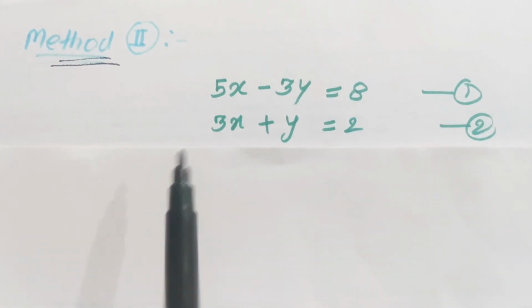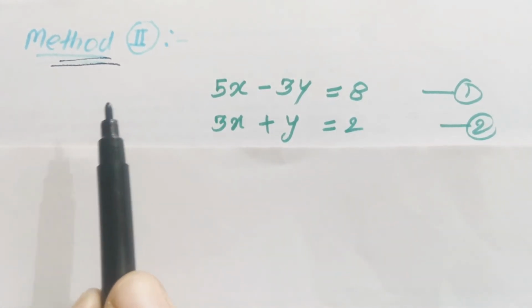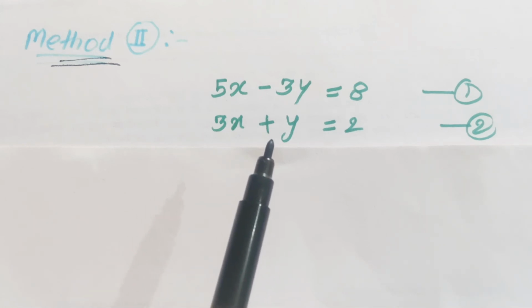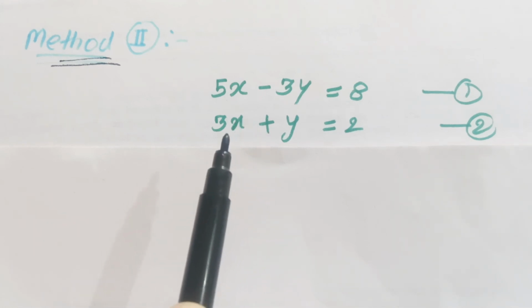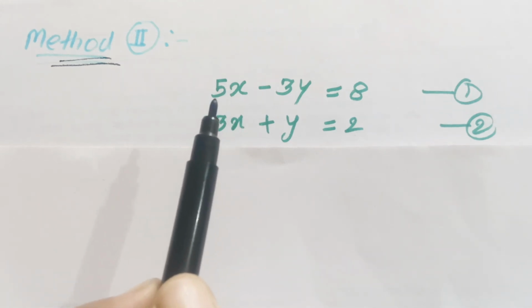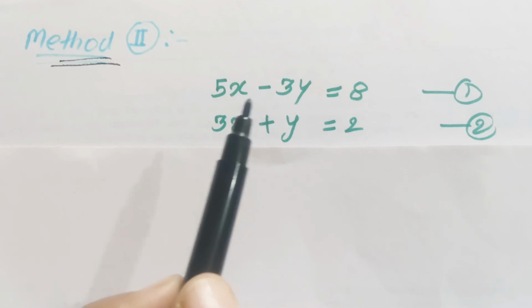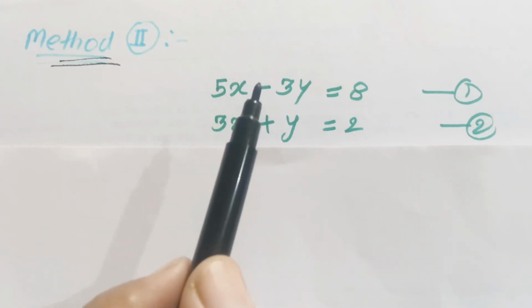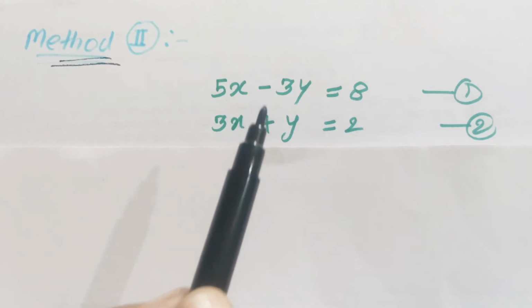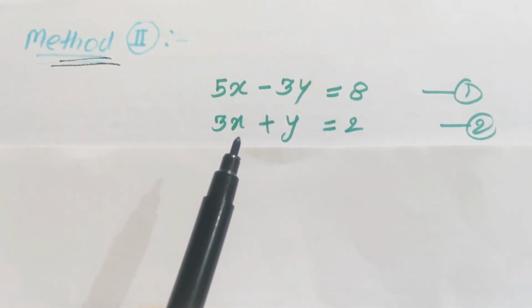The second method is the substitution method. In substitution we convert the value of one variable into the form of another variable, and put that value in the other equation. From that we get a complete equation in one variable, and we solve it to get the value of one variable. With the help of that value we find the value of the other variable.